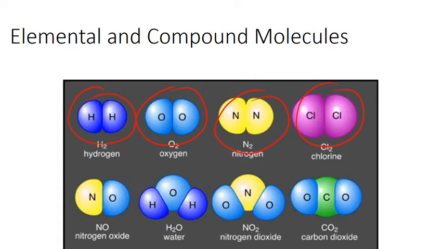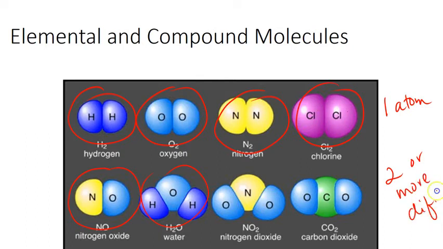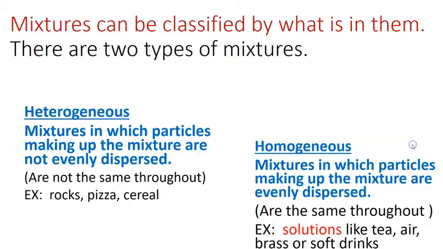Then at the bottom, these are examples of compound molecules. So here I have two different things coming together, and sometimes I even have more than two. So these are all going to be examples of compounds. These are made up of one atom, and these are going to be made up of two or more different atoms. Those are elemental and compound molecules.